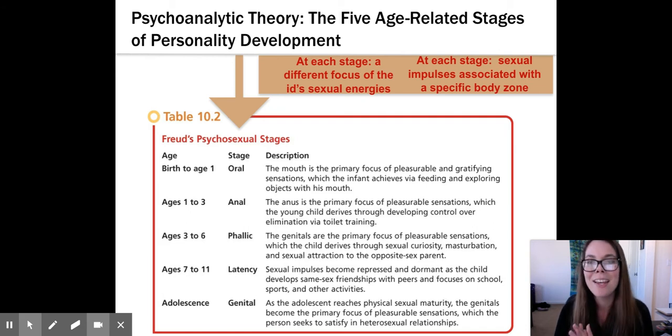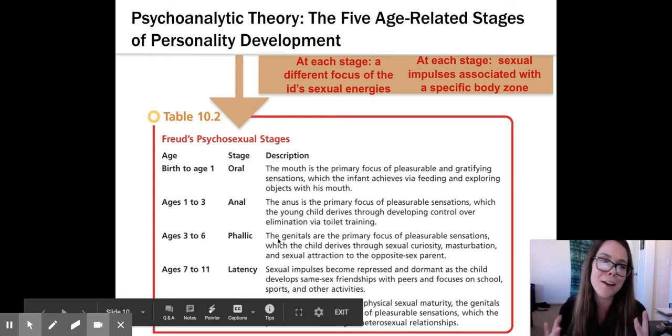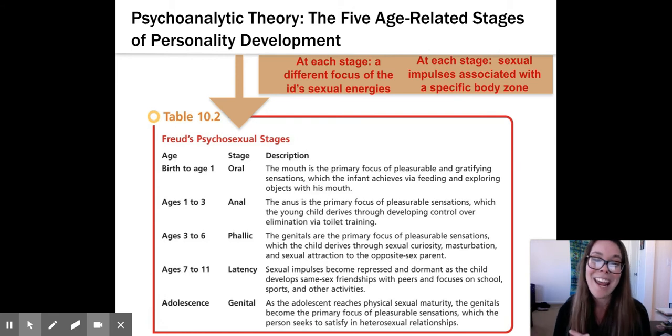But moving on, we then have age 3 to 6, which is the phallic stage. I worked at a children's school with ages 3 to 5, and I just remember children always going around saying, I'm a girl, I have this, I'm a boy, I have this. It's where children are curious about who's a guy, who's a girl, and why mommy has this and daddy has this. So this is the stage where that is their primary focus, again through Freud's eyes.